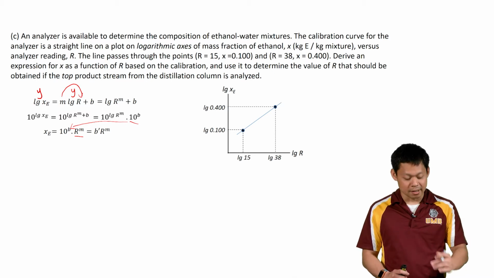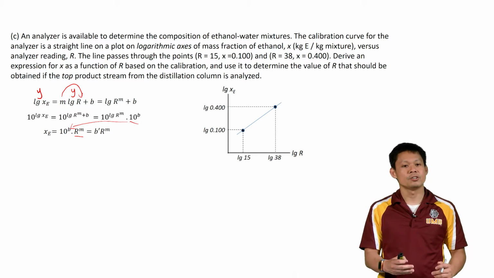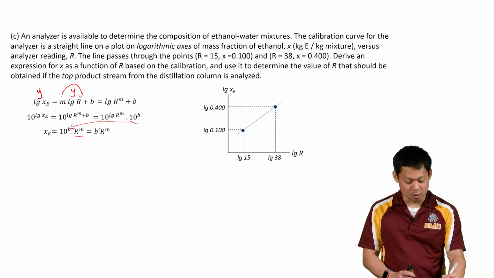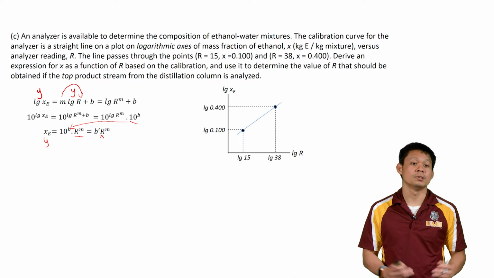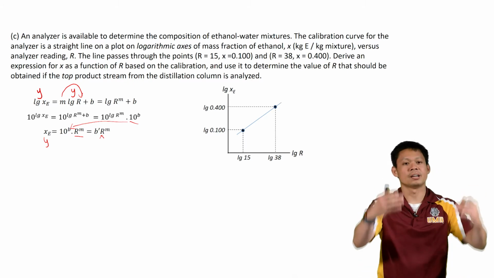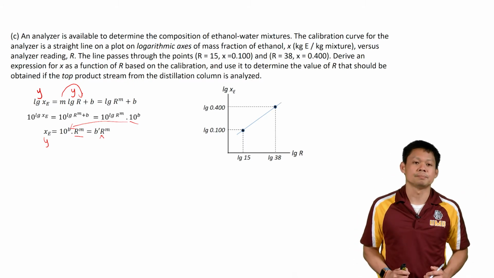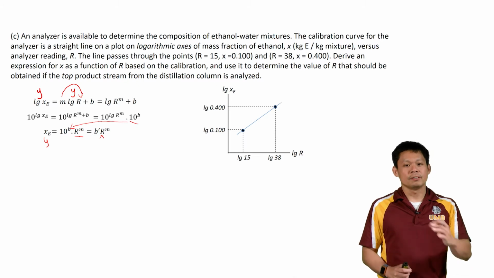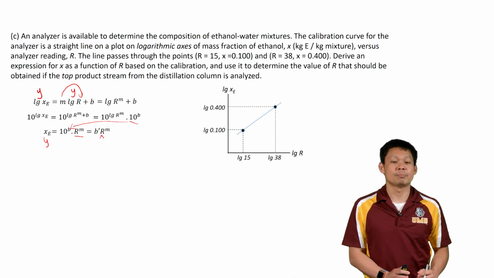You may recall that this could be a nonlinear form of equation where this is our y, and r is our x, and you are told to linearize this form. That's just moving backwards from what we just did. Now, given the two data points, we can find our b prime and our m.